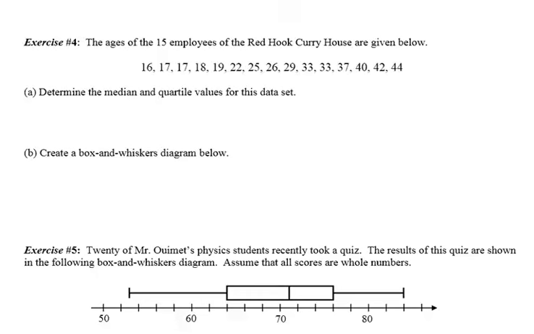The ages of 15 employees of the Red Hook Curry House are given below. Determine the median and the quartiles for this data. Okay, so I need to find the median first. So we have 15 employees. If the median is a number in your list, you don't get to use it anymore. So this is your median, which is 26.